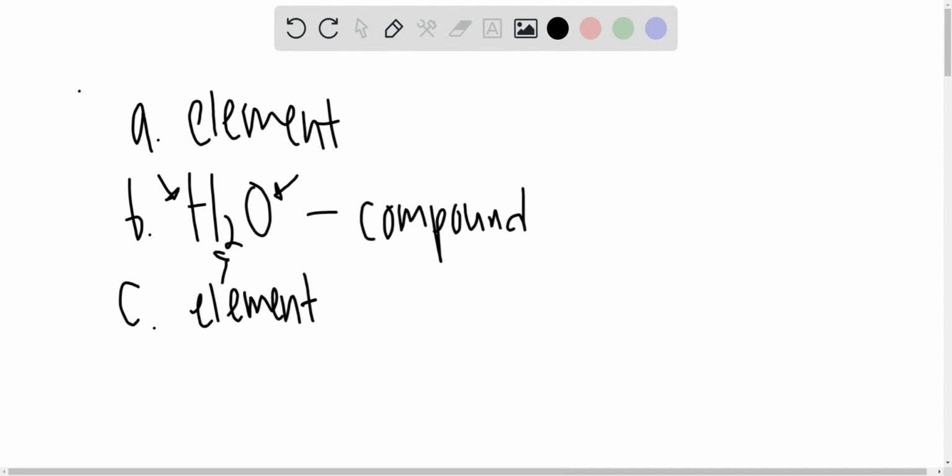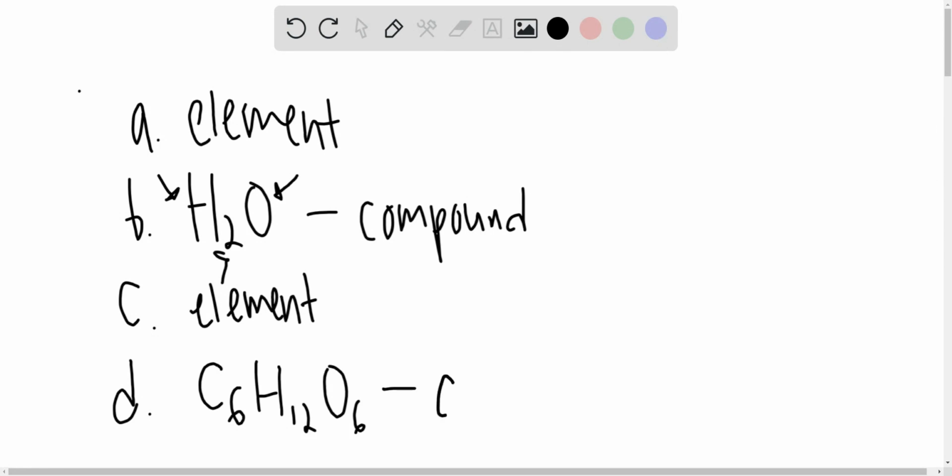Now let's look at D. Now, sugar. There are many different types of sugars, but a very common type of sugar that we know is glucose, right? Glucose. And the chemical formula for glucose is C6H12O6, right? And as you can see here, this is a lot of elements in one unit. So this is a compound, not an element. It consists of many elements, but together it is a compound.